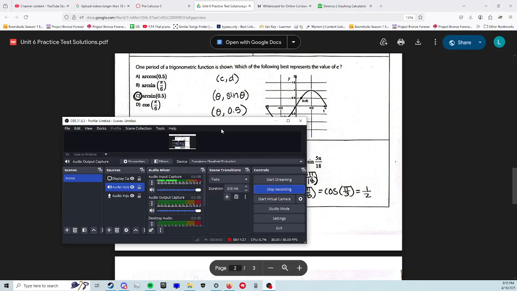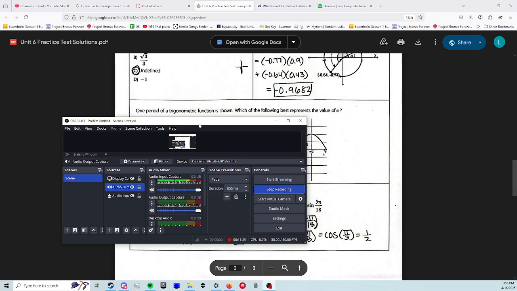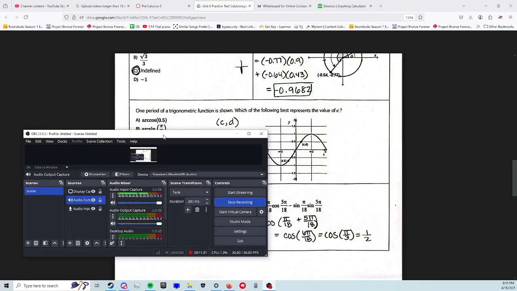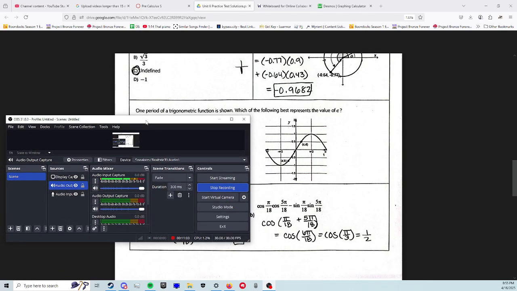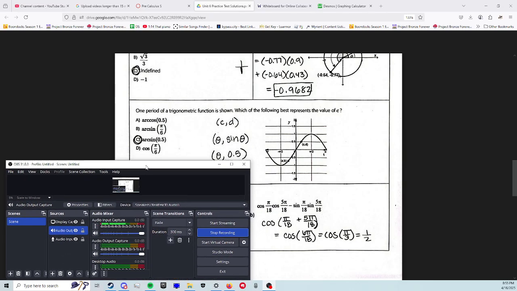Okay. One period of a trigonometric function is shown. Which of the following represents the value of C? Okay.